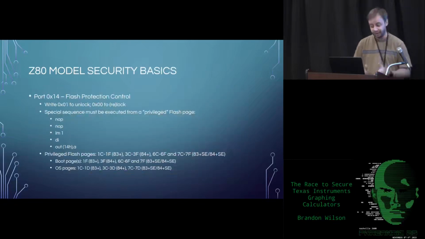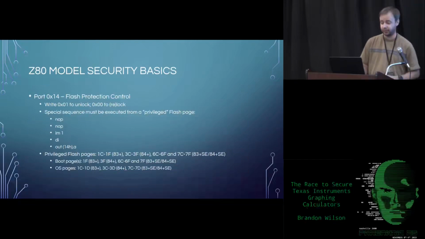So now the most important I/O port in the entire ASIC is port 14, which controls flash unlocking and relocking. Whenever the flash chip is locked, which is almost always the case, write and erase commands to the flash chip are ignored. So essentially you can't modify flash until you unlock it, and the only code that can unlock it is the flash, so it can only modify itself.